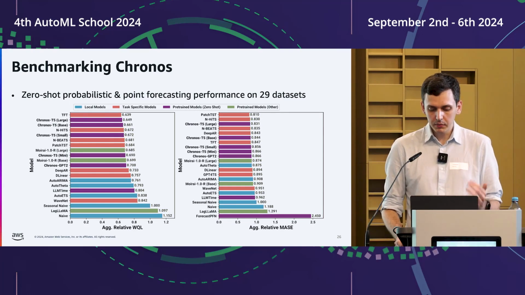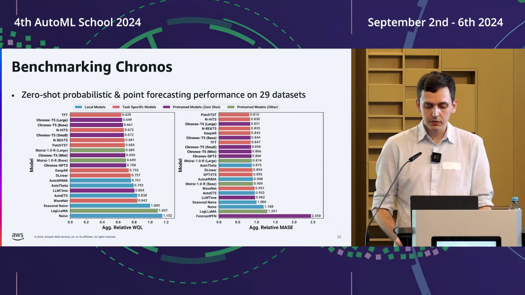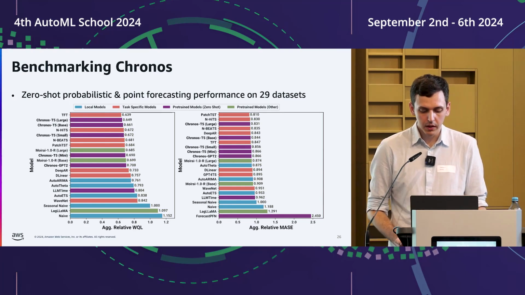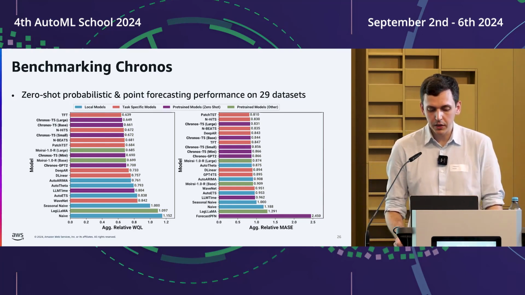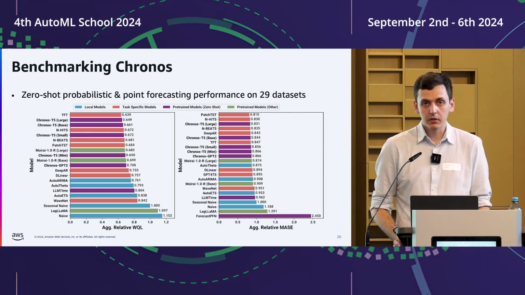Now, when we look higher up the list, we see that in general, of course, task-specific models like TFT and PatchTST, they often achieve the best results. So on the left, we see for probabilistic forecasting, TFT is really strong. On the right, for point forecasting, PatchTST and NHITS are the best models. But we see that right after them, we have Chronos Large.